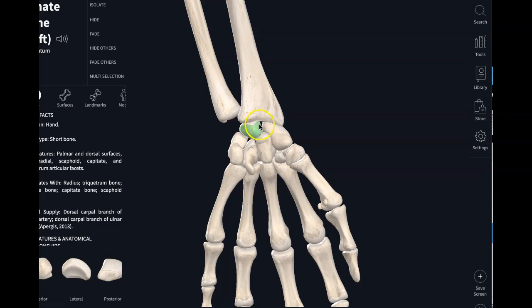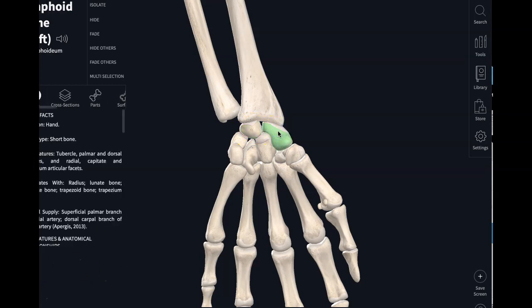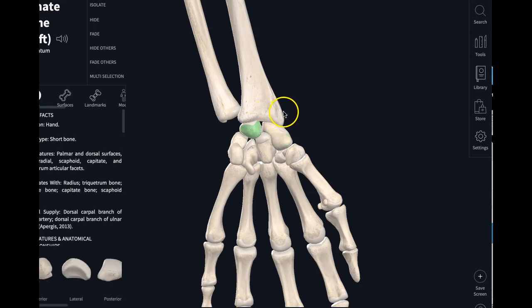So this is the lunate. It is the lunate and the scaphoid that are articulating with the distal end of the radius. And it is the distal end of the radius, the lunate and scaphoid, that make up your wrist joint. That is your wrist joint, those three bones.